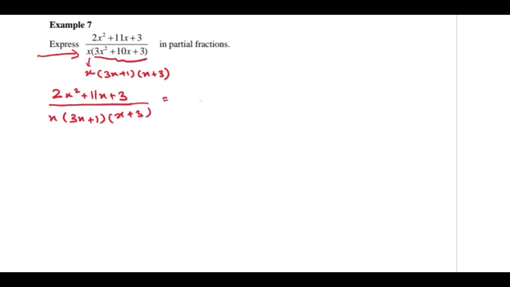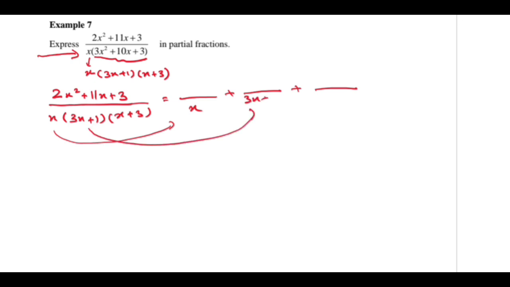So since we have 3 factors, that means we have 3 fractions. The denominator for the first fraction is the first factor, x. The next factor is 3x plus 1. And the last factor is x plus 3. Separate them into 3 different fractions. And remember, your numerator on top of each of the fractions is 1 degree less than the denominator. So since all of these denominators are linear, x power 1, the numerator must be constant. The easiest constants that we can label are A, B, C.